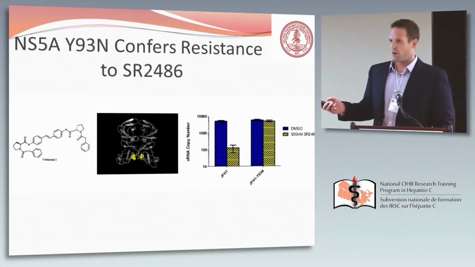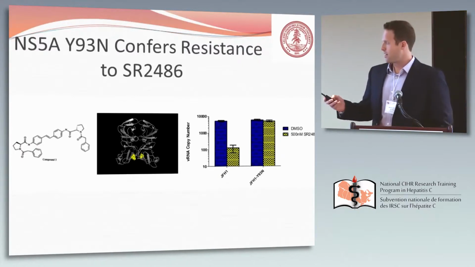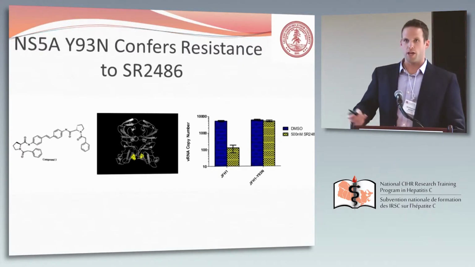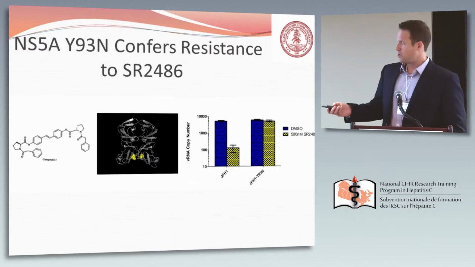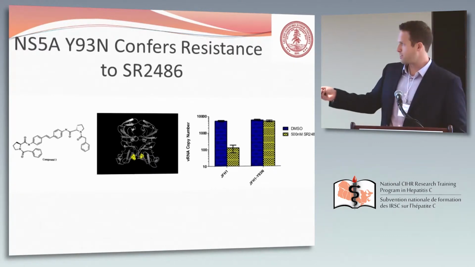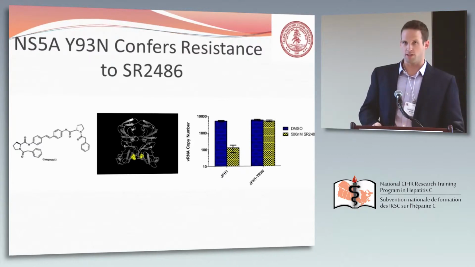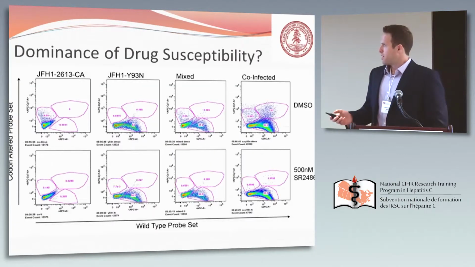Okay, so I've just got 2 slides left. This is our NS5A mutant. It's called Y93N. This has been characterized in the literature. It's in domain 1 of NS5A, and it confers resistance in the presence of the drug. We're using 500 nanomolar SR2486 in our experiments. This is my final piece of data.